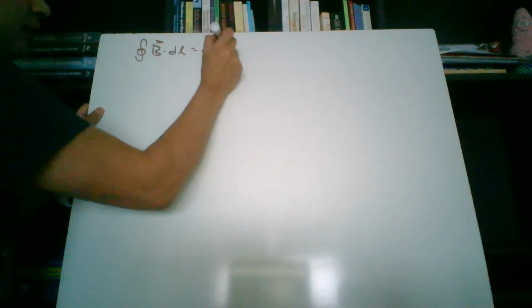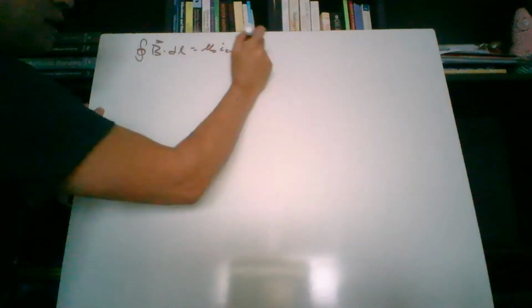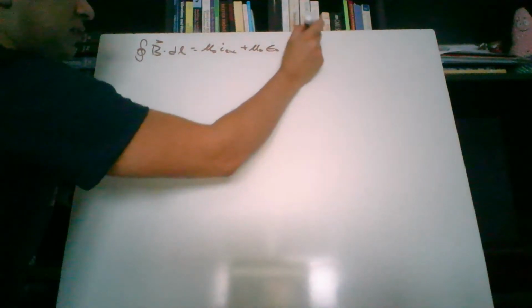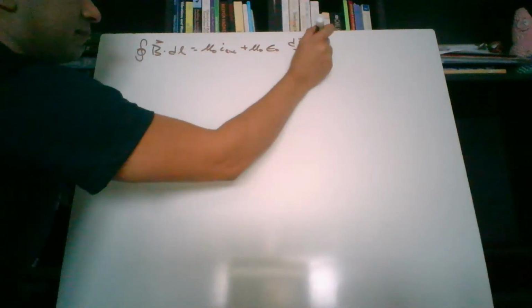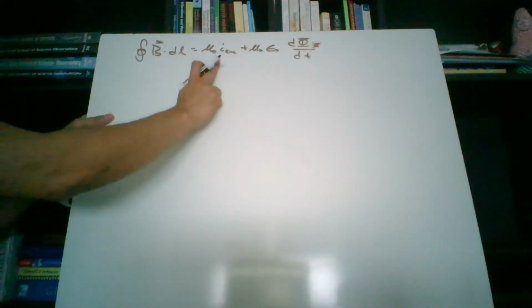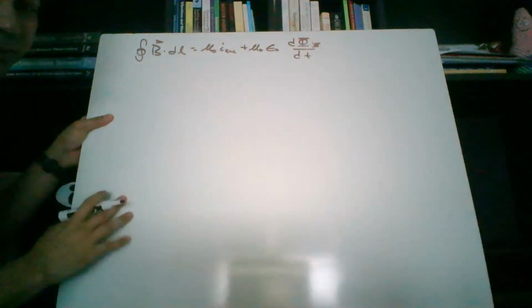The integral of B dot dl, and that's equal to mu naught I enclosed plus, what is it? Mu naught epsilon naught d of the electric field dt. So this is the current, and this term right here we call the displacement current.